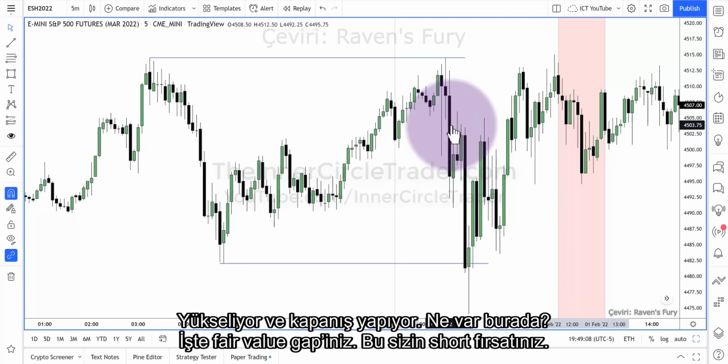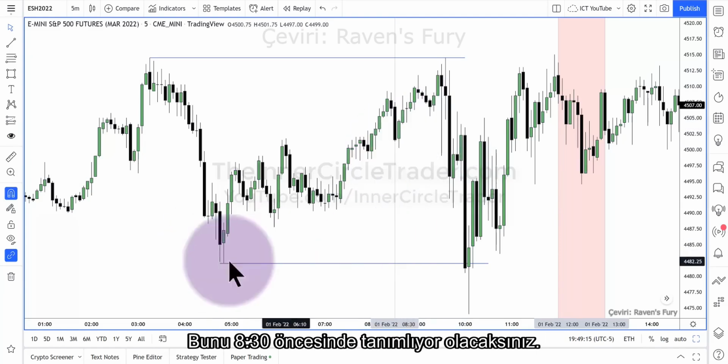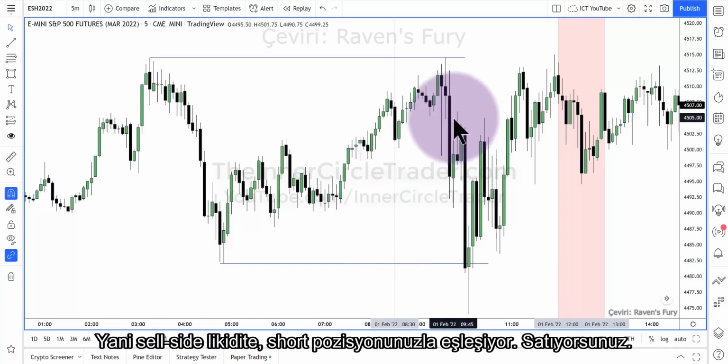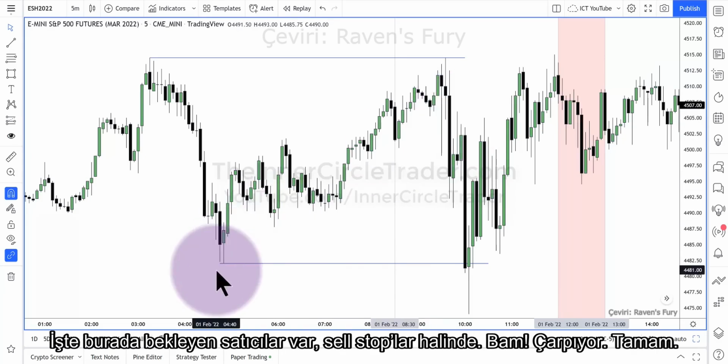That's your short. And you could reach for the liquidity resting below that low that you would be identifying prior to 830. So sell side liquidity matching up with your short. You sell, you want to buy it back to cover that short. Well, here's waiting sellers right down here in the form of sell stops.